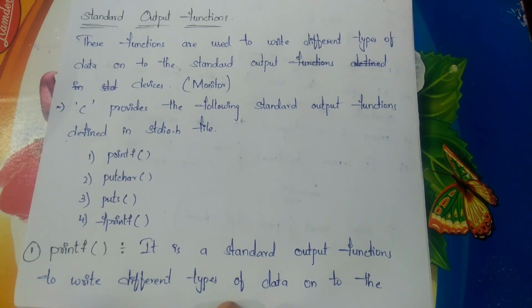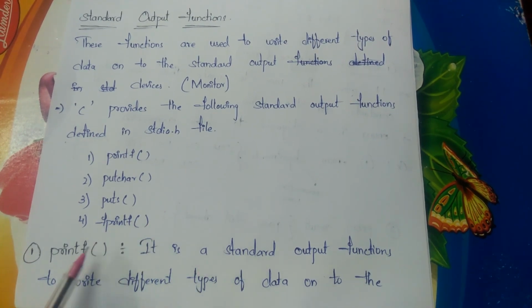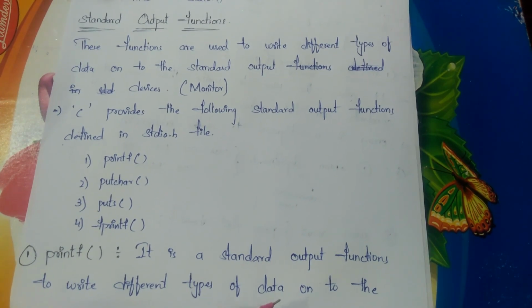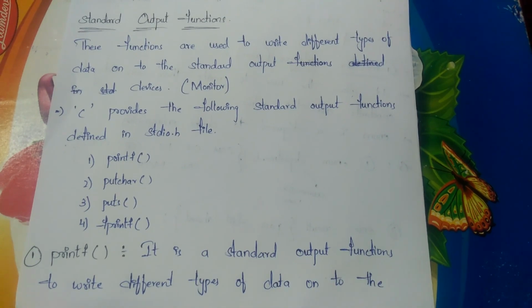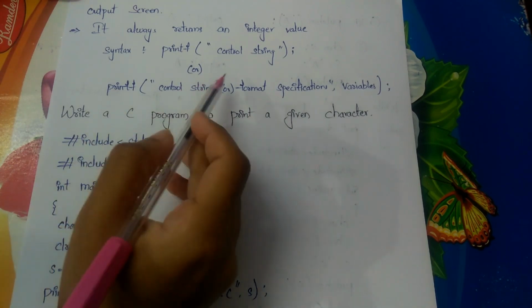It is a standard output function to write different types of data onto the output screen. The sentences or statements which we want to print or see on the output screen, for that we use the printf. This is the output function, and whatever data we write in this, the string or anything, will be printed on the output screen. So for that purpose we use the printf. It always returns an integer value.